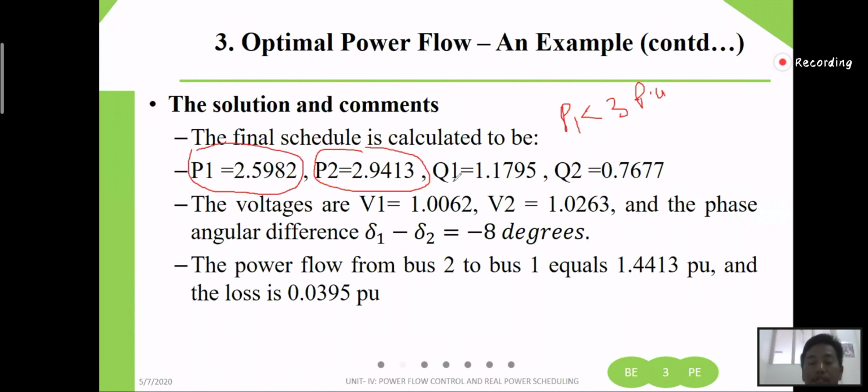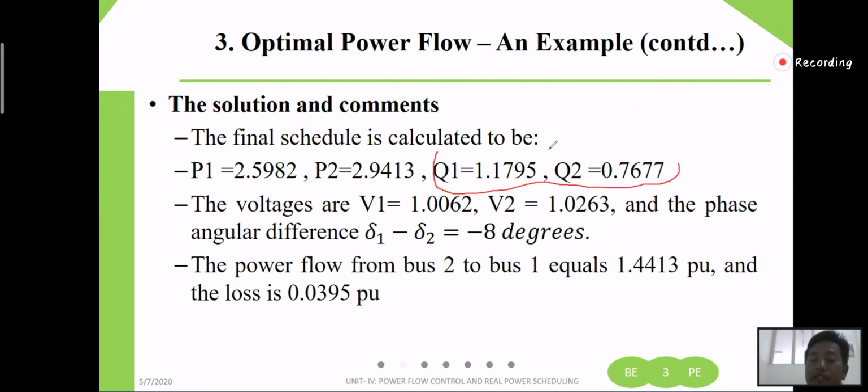It is not violating. Here Q1 and Q2 you will get as answers, but we are not required to consider Q1 and Q2 because the reactive power we have considered is unlimited or free. When we solve this MATLAB program, I have made it such that you will get answers for Q1 and Q2 also, but no constraint is mentioned about Q1 and Q2 because it is considered that it will supply reactive power whenever required. So we do not care much about Q1 and Q2, but here one constraint is not violated.